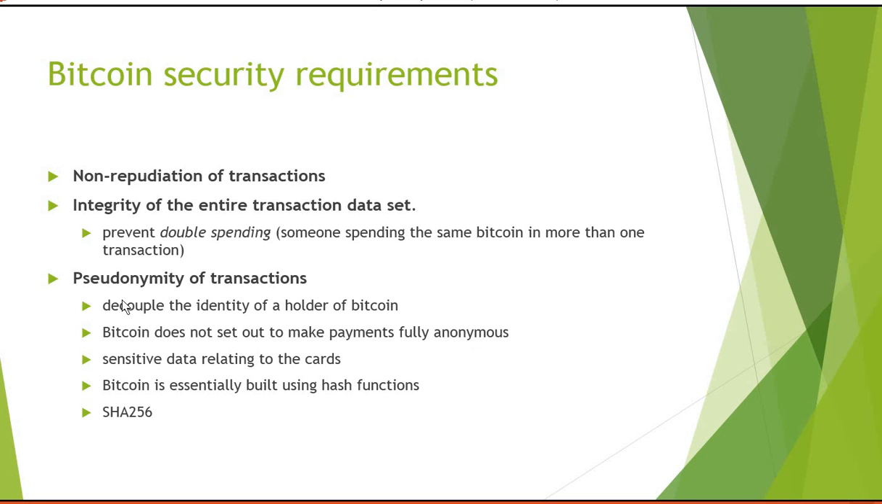The third security requirement is pseudonymity of transaction. So the person who is holding the Bitcoin, those details will be hidden, but it is not completely anonymous. Okay, so the smart card details and all, the privacy preserving details can be hidden. And here for authentication purpose, hash functions will be used, similar to the other cryptography applications. One example is SHA-256.